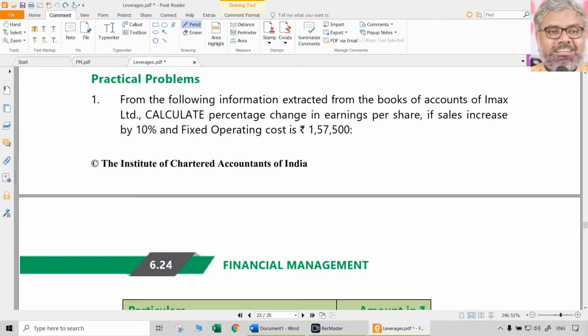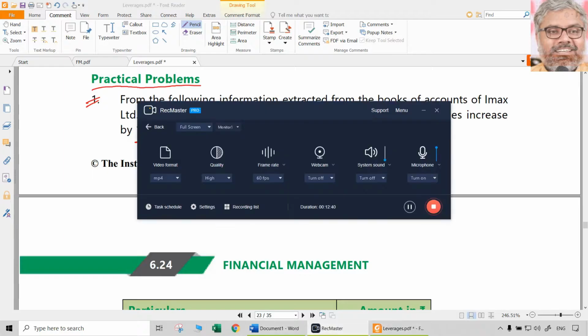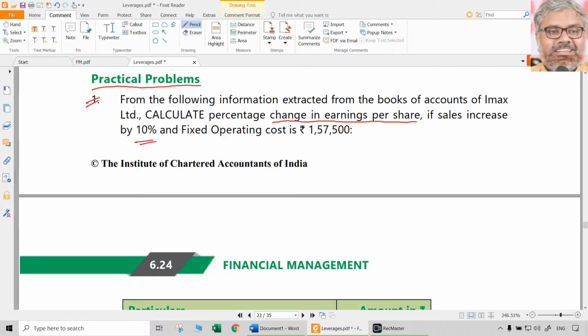Now let us look at some of the questions given at the end of the chapter, which can very well be asked in the examinations. Similar types of questions have been asked earlier also. First question: from the following information extracted from the books of accounts of IMAX Limited, calculate the percentage change in earnings per share if sales increase by 10%. First of all, we should know which leverage tells us about this relationship, percentage change in EPS and percentage change in sales. Which leverage tells us about it? That is the degree of combined leverage.